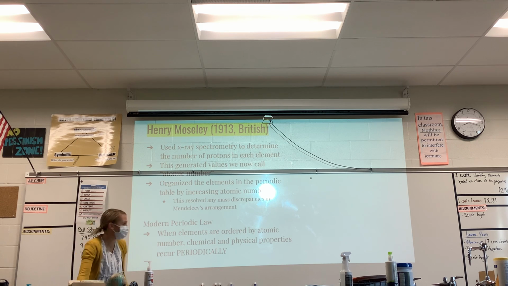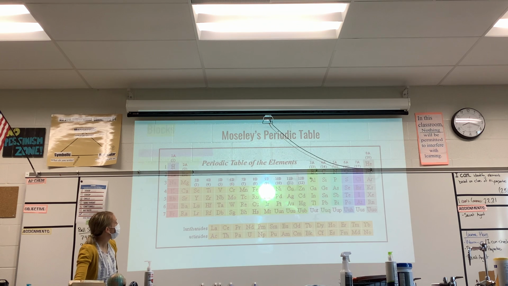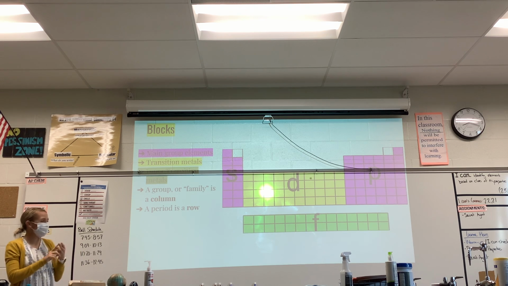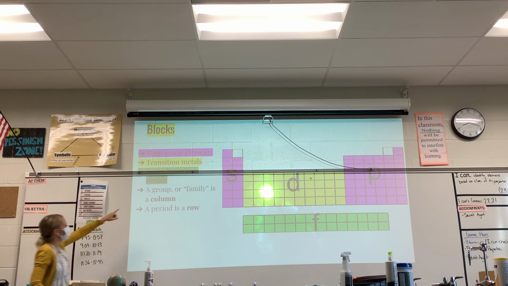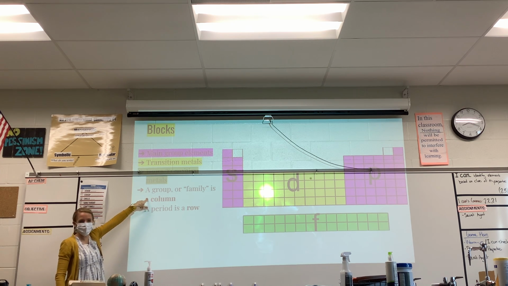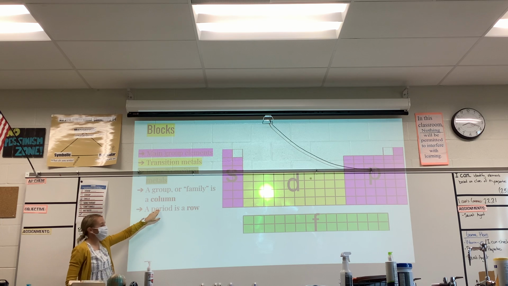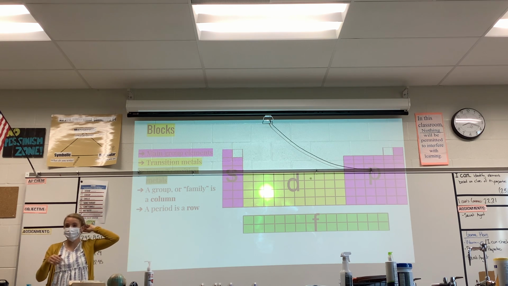Some terms we're going to need for our activity. We have our blocks, which we've already identified. So we have the S, P, D, and F block, right? We should be very familiar with those. A group or family is a column, so anytime you see group or family in a problem, think up and down. A period is a row, right? So if it's referring to period 6, it's referring to row 6.